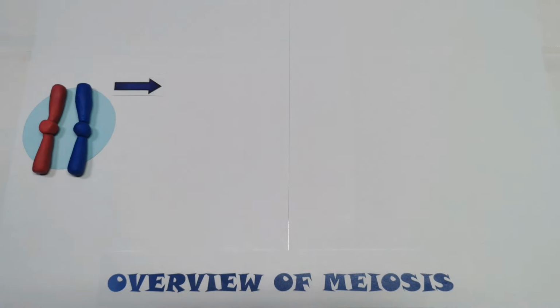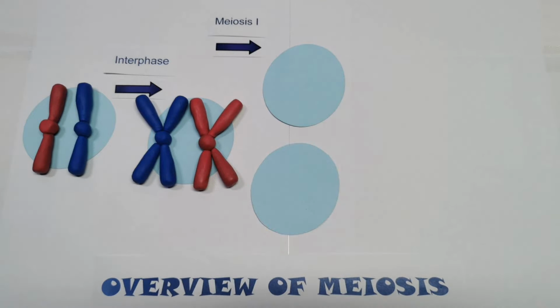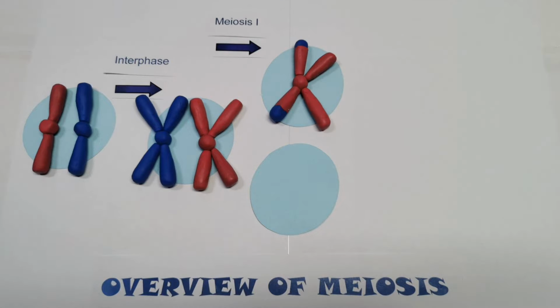Meiosis has two major divisions, which lead to 4 cells that have a haploid number of chromosomes. It starts with the diploid cell in interphase, where DNA replication will occur. Then meiosis 1 can begin, splitting the cell into 2. The cells don't replicate their DNA before the next division.